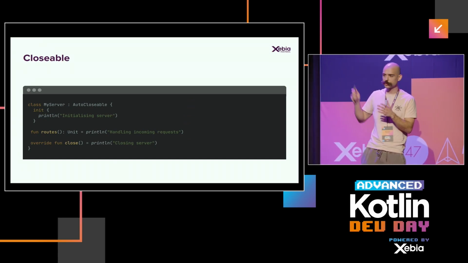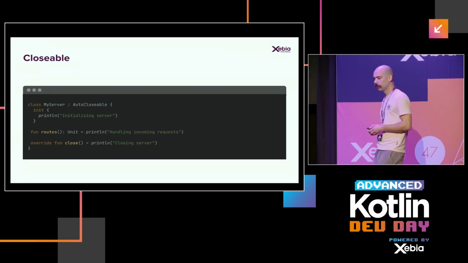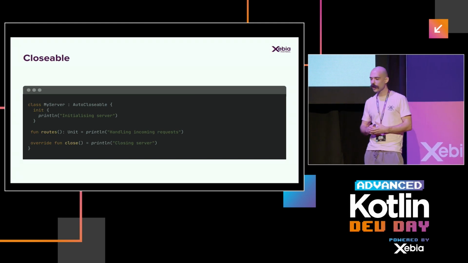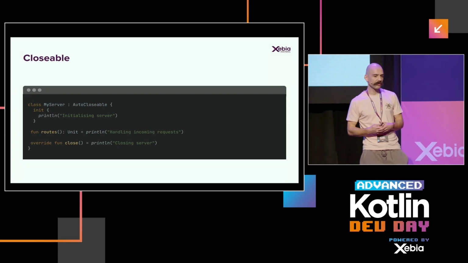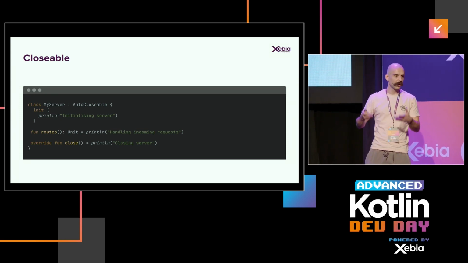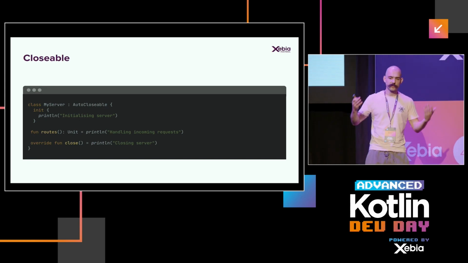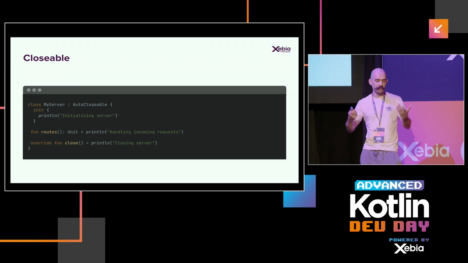I have here a simple stub server, and it implements the auto-closable interface. It prints, "I'm starting the server" when you create this class, and it has a function to handle the routes. And it has a close method: whenever you call this close method from the auto-closable or closable interface, it's going to close the server. So it's going to unbind the ports that it bound to from the operating system, freeing up these resources again.